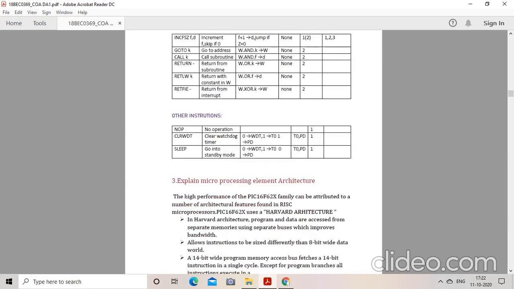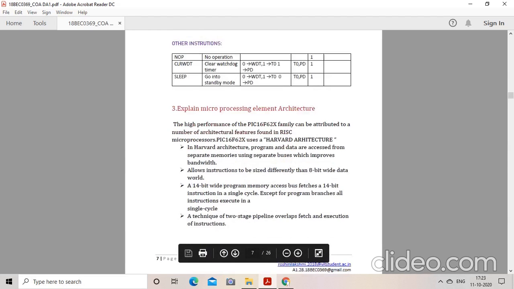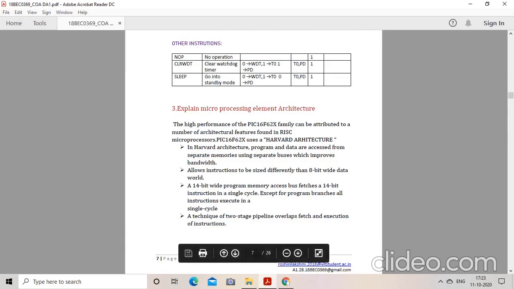And the third question is to explain the microprocessing element architecture. Basically, the family of PIC has a number of architectural features found in RISC architecture, RISC microprocessor. And specifically PIC16F62X uses a Harvard architecture. In Harvard architecture, program and data are accessed from separate memories using separate buses, which improves bandwidth. It allows instructions to be sized differently than the 8-bit wide data word. A technique of two-stage pipeline is involved to fetch and execute instructions.